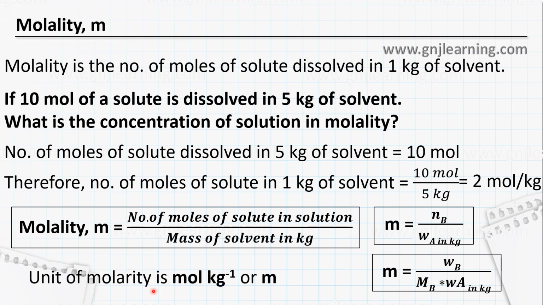Again, the unit of molality, I'm sorry, here it is L, not R, so it is molality in mole per kilogram, or small letter m. Let's see a problem based on this. So again, unit of molality is equal to mole per kilogram, mole kilogram raised to -1, or small m.